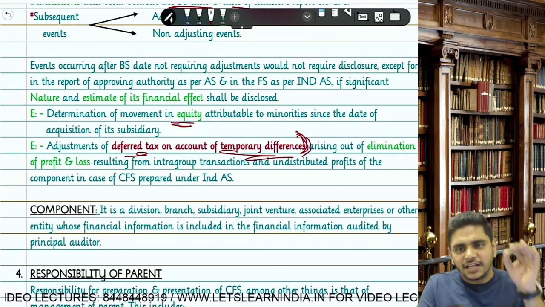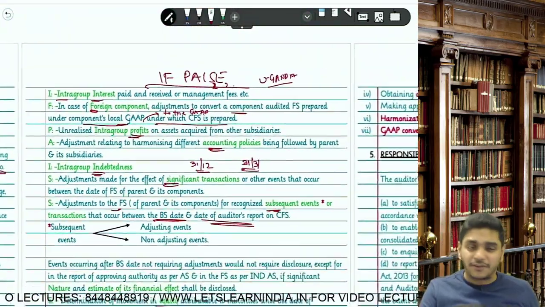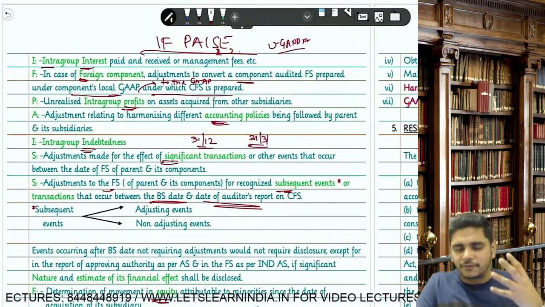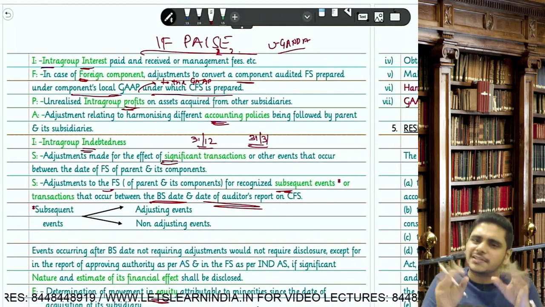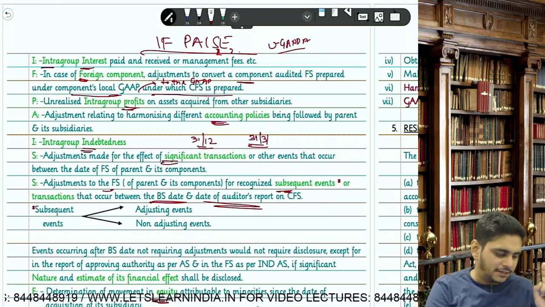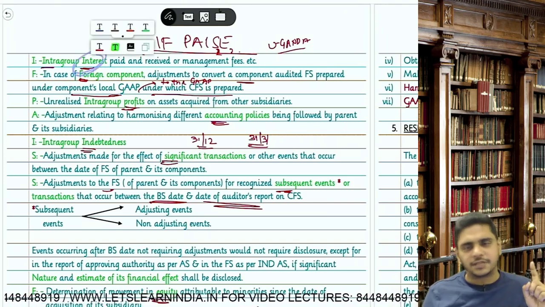So guys, the code is IF PAISE. When you're doing it for the first time, it looks like how we will remember. Every day I'll be playing KBC with you guys, Kaun Banega CA, so you will easily remember this. Don't worry. So I: intragroup interest paid or received and management fees.